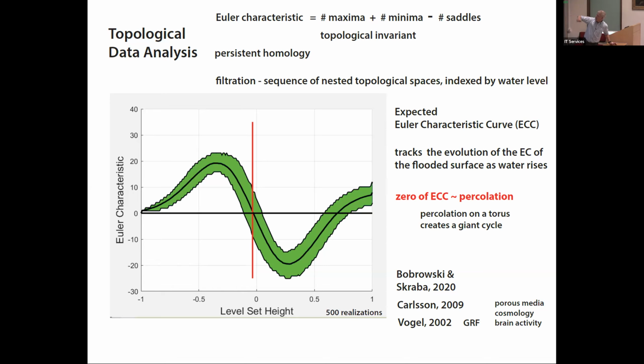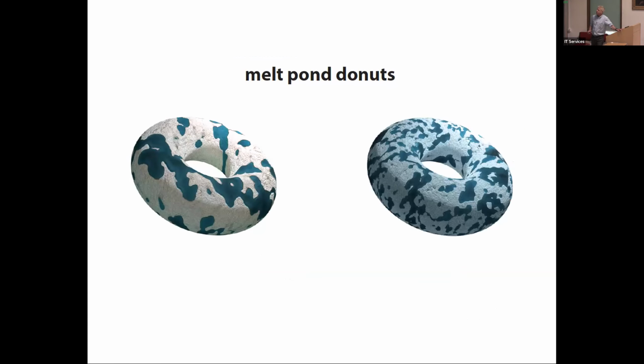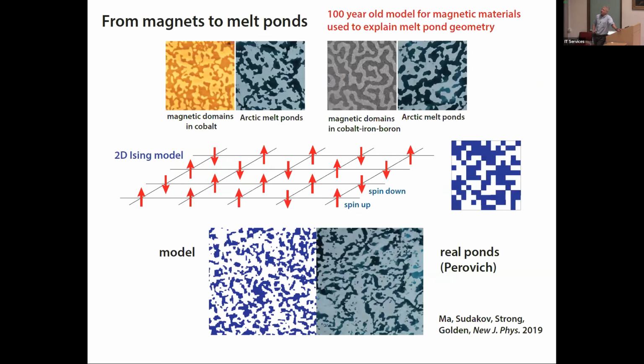And what is amazing, when we average it and do all finally the right things, the zero of the Euler characteristic corresponds exactly to the continuum percolation threshold. And this has also been found in other porous media literature. So we're really fascinated by this. And there's some of these melt pond donuts, because these actually take place on a torus, so they're really tasty.